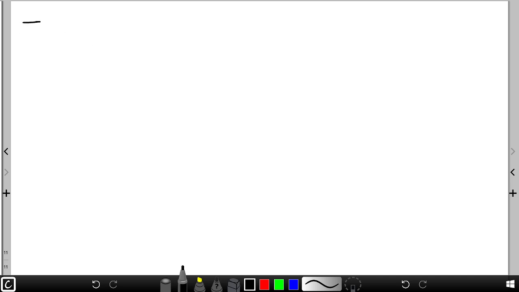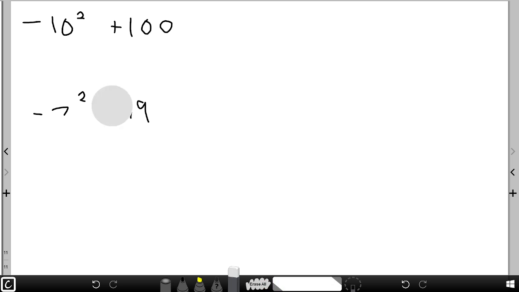We're going to be tackling the problem of this. I've found this on Facebook. There's a channel that does various ones of these. It does negative 10 squared plus 100, negative 7 squared plus 49, right? And its question is, what is the answer? I'm here to tackle it using what I have seen as a random uni student studying maths. I do study mathematics, by the way.